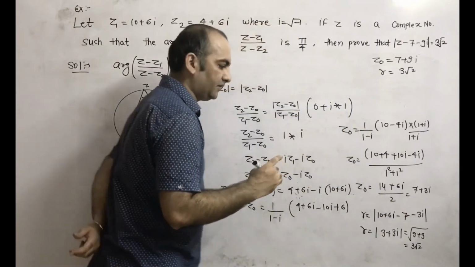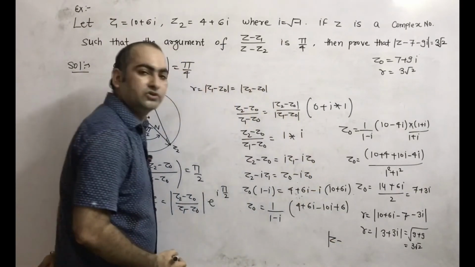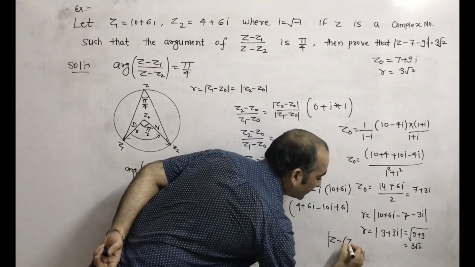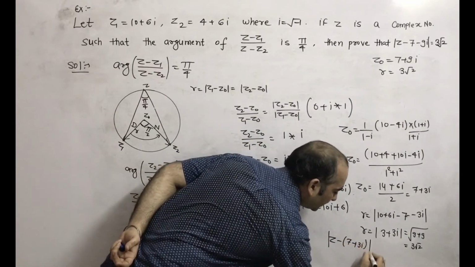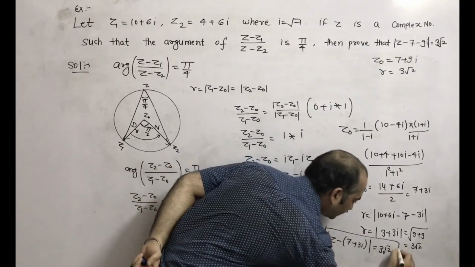So we can write the circle equation if we know the center and radius. So the circle equation is modulus of z minus z naught, where z naught is 7 plus 3 iota, equal to r. R is 3 root 2. This is your circle equation and that's your proof.